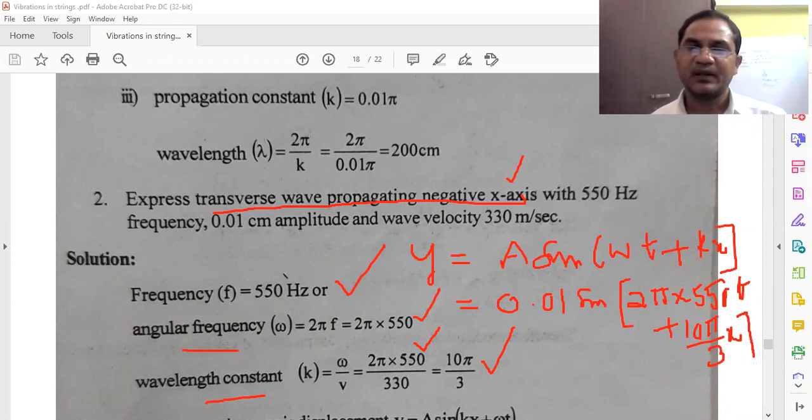So two methods. If the given equation has this form, either sine function, cos function, or exponential function, we can find the different physical quantities by comparing with the standard equation. Or if the physical quantities values are given, then you can write the wave equation. So we have to observe very clearly whether the wave is propagating along negative x-axis or positive x-axis. So this is one model of problem. So let us see another problem.